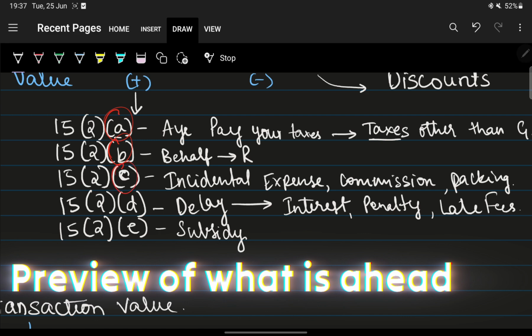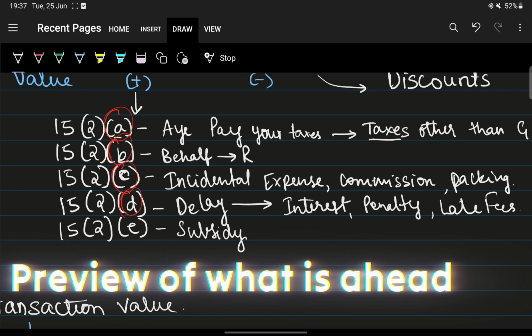I see an incident. Okay, from that incident, you're seeing an incidental expense or you're seeing commission and any packing expenses that are taking place. Okay, next, from clause D, you see a delay. Clause D, delay. Okay, because of the delay, what are you doing?